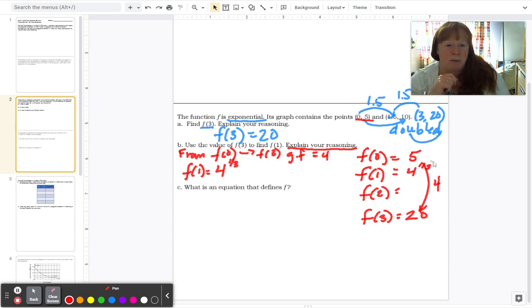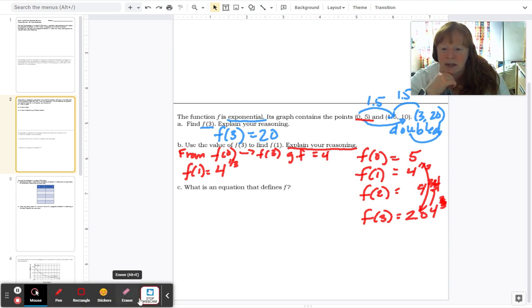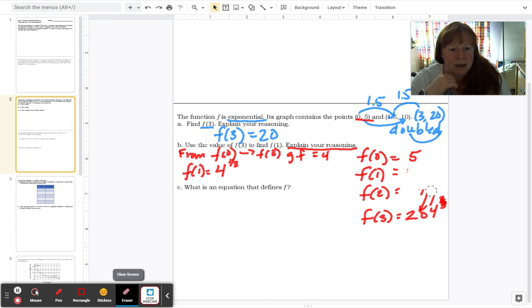Right. So my growth factor would be 4 to the 1/3 here. My growth factor would be 4 to the 2/3 here. It's not what it equals, but that's what the growth factor is. So the growth factor would be 4 to the 3/3. Sorry, here, and that would give me that. Let me erase this so I can make sure that it's clear, because that wasn't very clear.